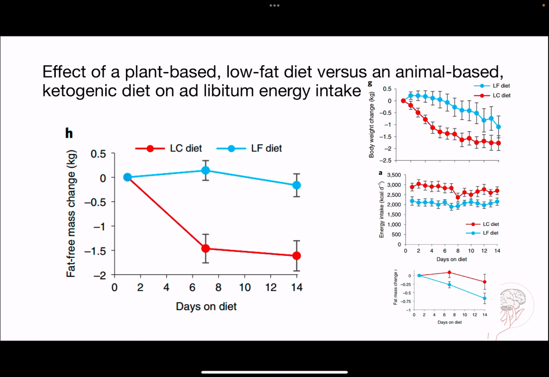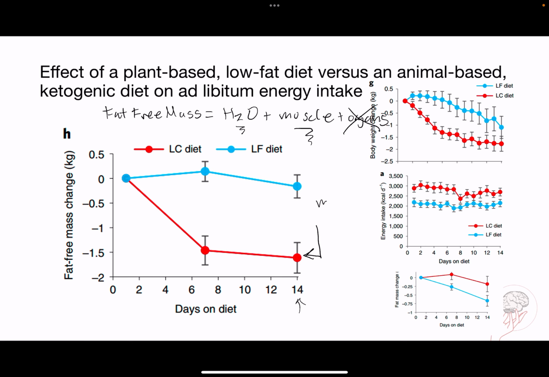If we look at fat-free mass, fat-free mass is water, muscle, and organs. And again, we can ignore organs. We're going to assume in 2 weeks no one lost any organ weight. So they lost either water weight or muscle. And the low carbohydrate diet lost more water or muscle compared to the low fat diet.